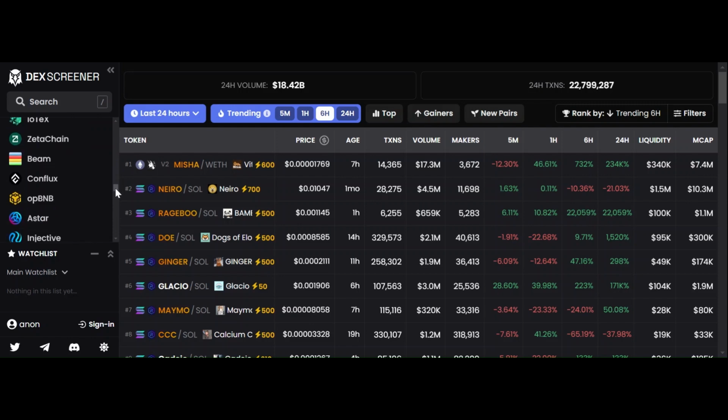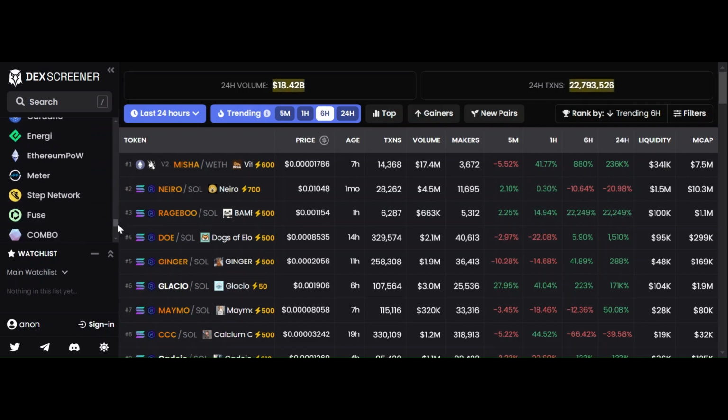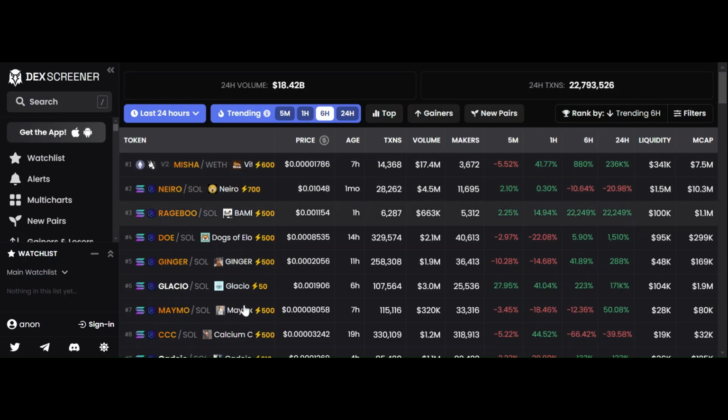You could call them ecosystems or blockchains, right? So, a whole lot of options. All of these are pairs. So this is Misha with, that's Misha slash wrapped ETH. This is Nero Sol, that's Nero slash Solana. So many Solana pairs here.